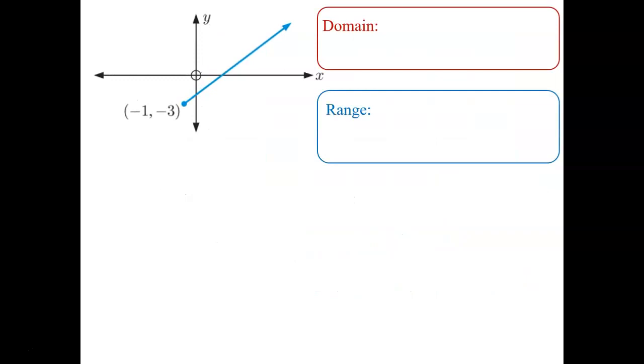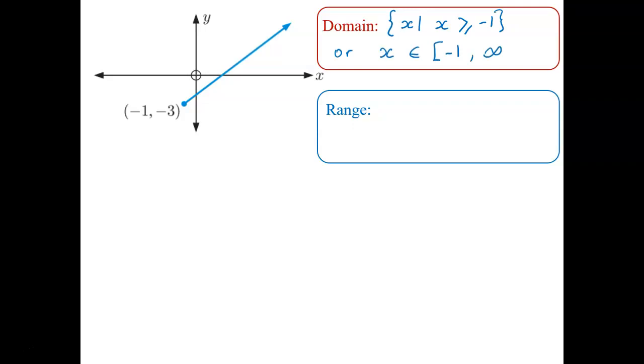Here we have a function. If we have a close look, there's a closed point at -1, -3. So first question is the domain. What is the smallest value that x can have? The smallest value that x can be is -1, and it can be anything greater than or equal to -1. So domain: x such that x is greater than or equal to -1.